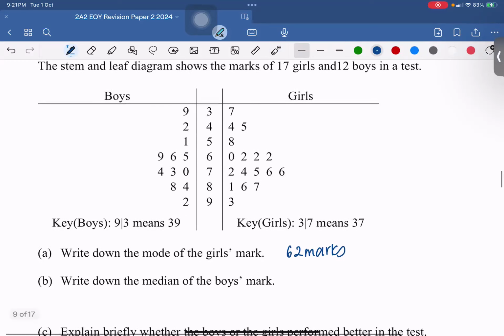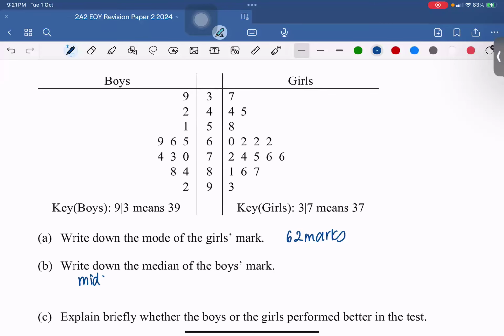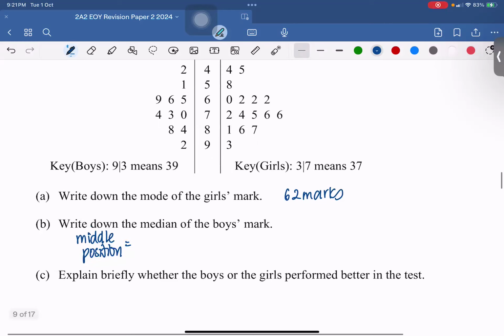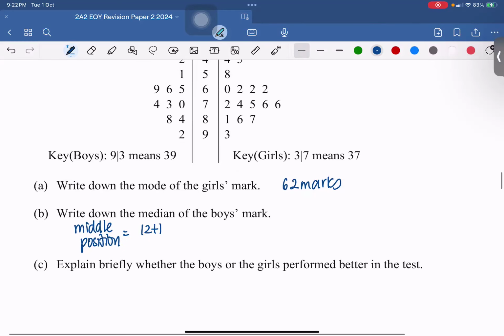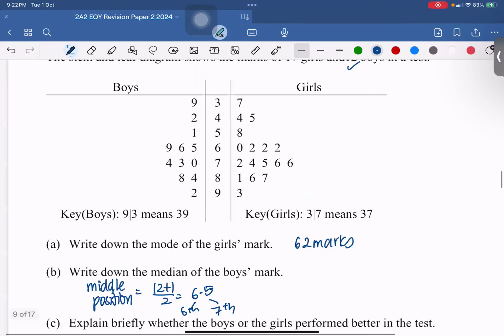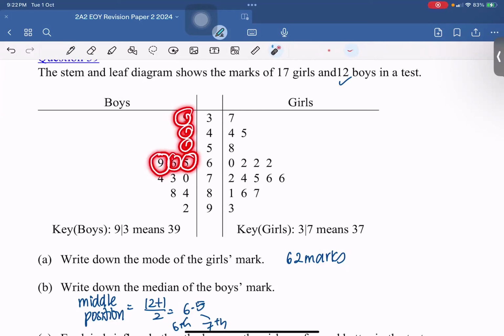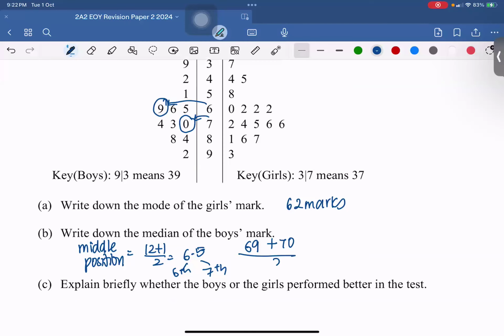Next one, to find the median for the boys. First, find the middle position. 12 plus 1 divided by 2 equals 6.5. Correct. There are 12 people, plus 1 divided by 2, 6.5. Meaning I want the 6th person and the 7th person. Count from the smallest, nearest to the stem. 1, 2, 3, 4, 5, 6, and then 7. This 6th is 69, this is 70. So you take 69 plus 70 divided by 2, 69.5. Correct.